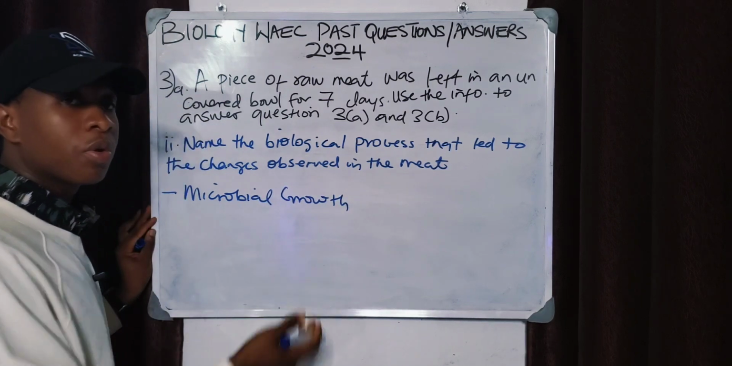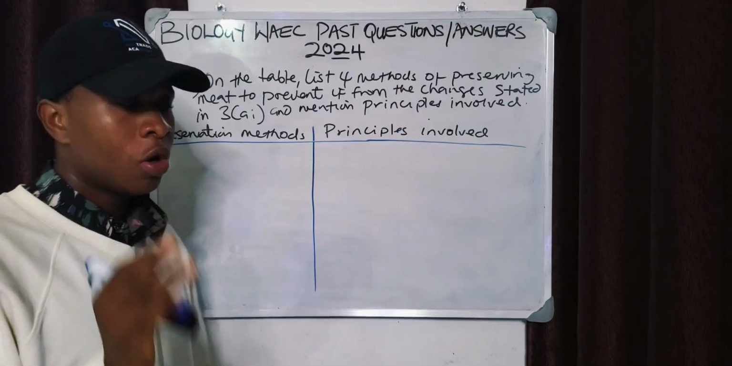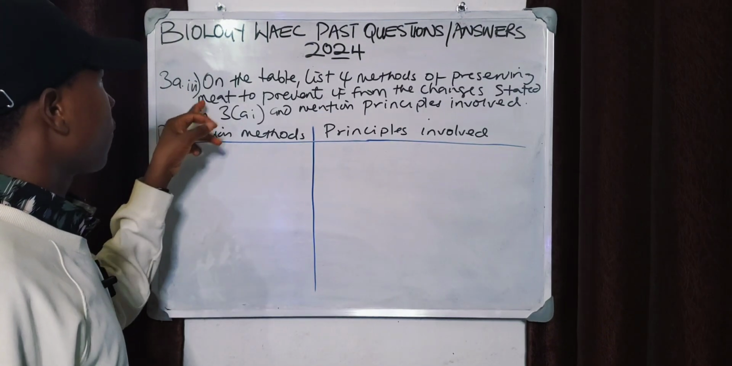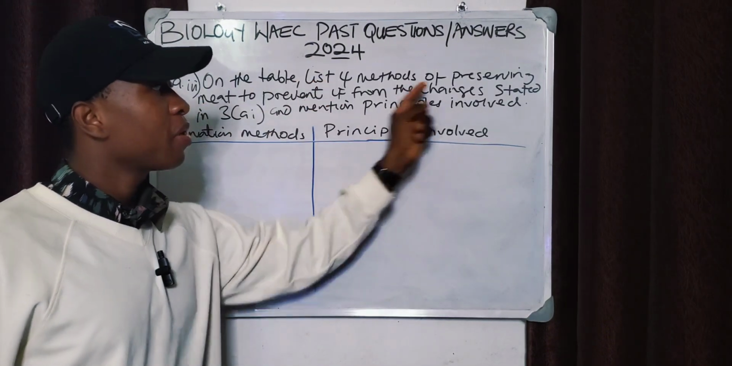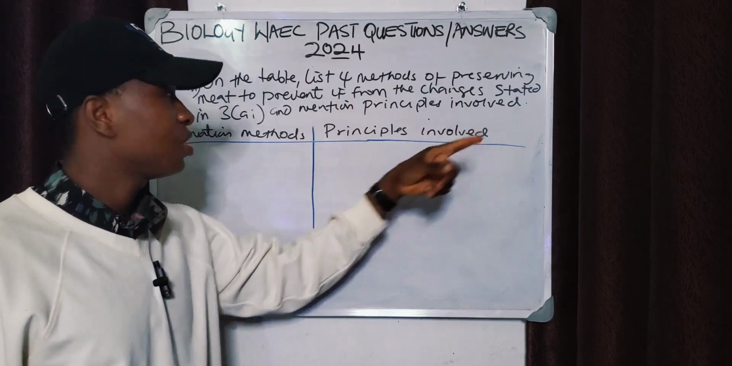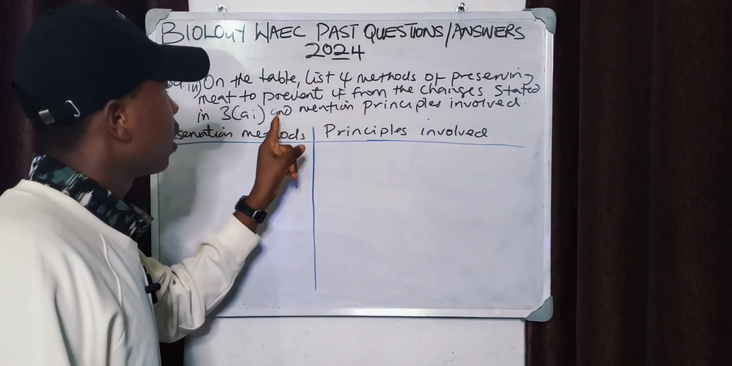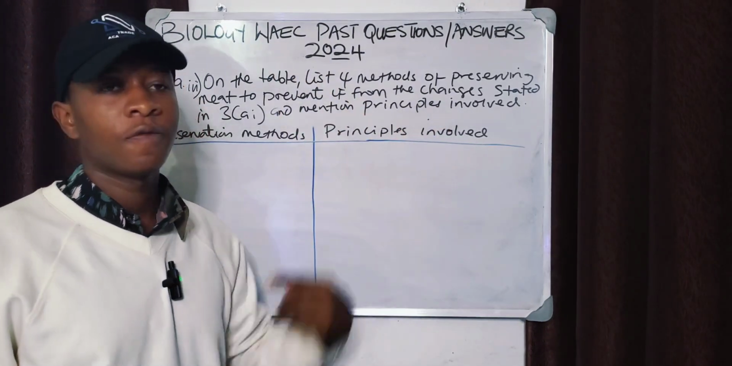When microbes start growing on the meat, you observe all those changes. So that's the answer for that question. All right, so let's look at 3AII. On the table, list 4 methods of preserving meat to prevent it from the changes stated in 3AI, that's the changes we stated before, and mention principles involved.